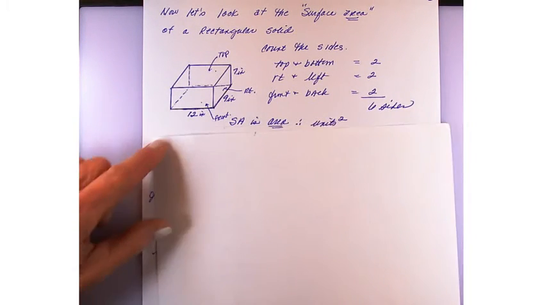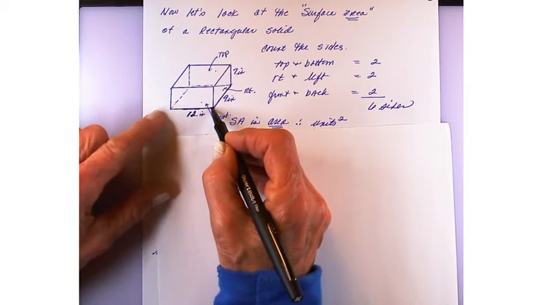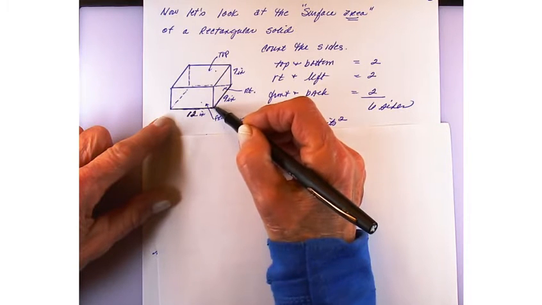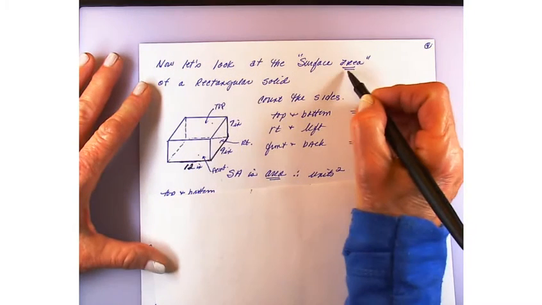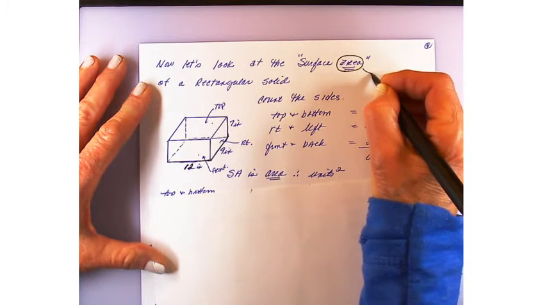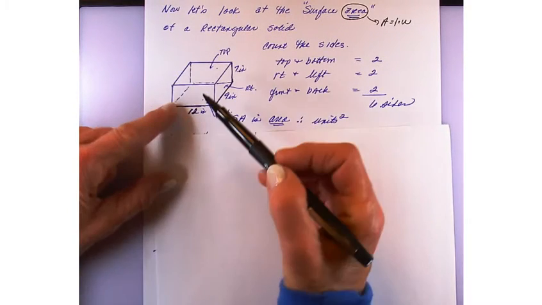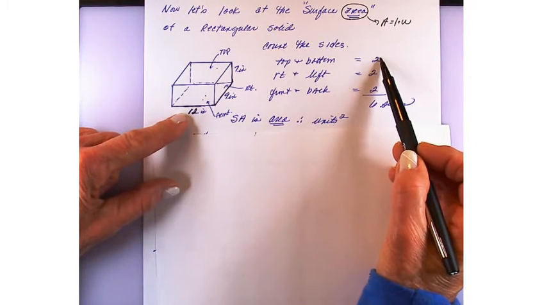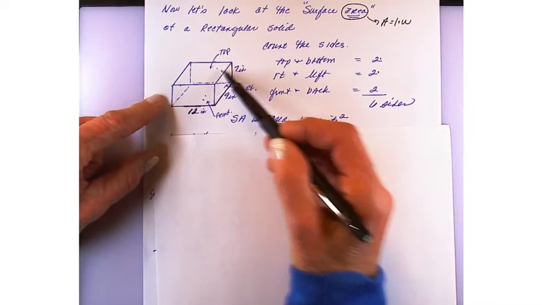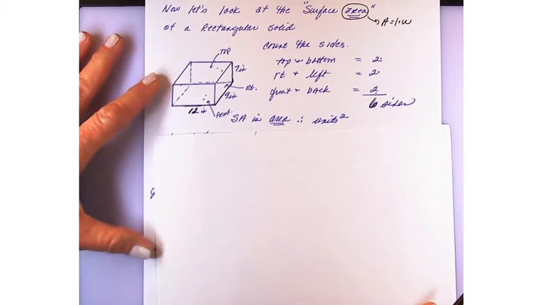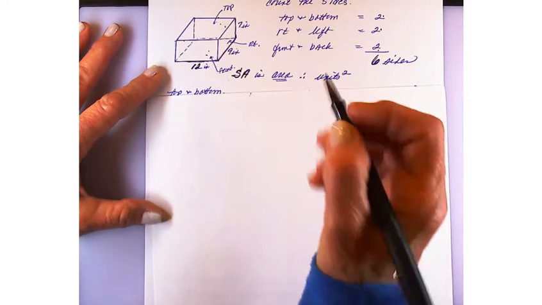So let's look. I chose these measurements. We have 12 inches for the front, 12 inches for this width here. This is the base. We have 9 inches here, and we have 7 inches here for the height. So surface area is what it says, area. Remember, area equals length times width. So now let's count the sides. We have a top and a bottom, which is 2. We have a right and a left, which is 2. And we have a front and a back, which is 2. That gives us a total of 6 sides. This is what I use for surface area. SA is surface area.